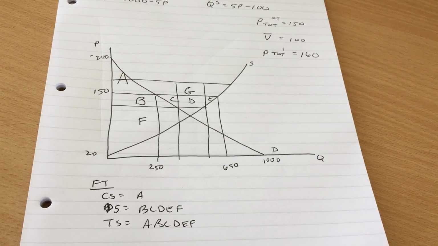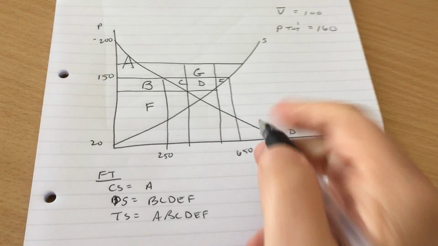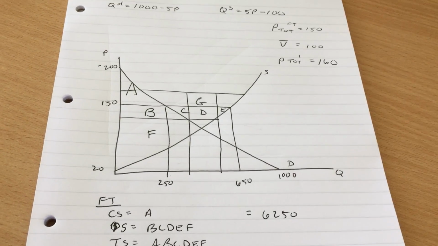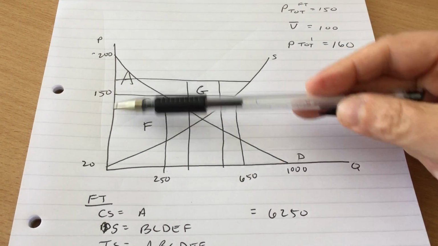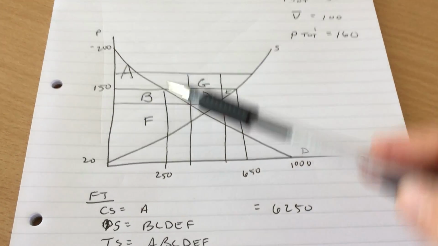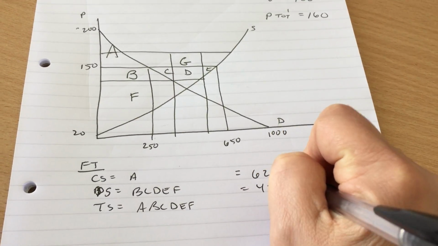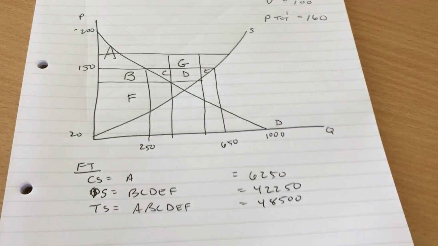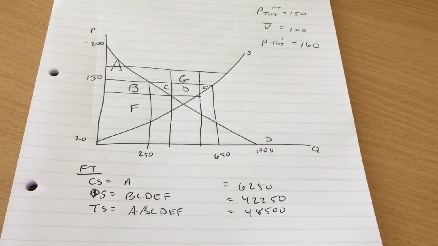So just areas of triangles and rectangles, 1/2 the base, 250, times the height of 50. That's consumer surplus, which is 6,250. Producer surplus, 1/2 of the base, which is 650, times the height, which is 150 minus 20, or 130. So 1/2 times 130 times 650 for a grand total of 42,250. Add those two together, and you get total surplus of 48,500. But what happens under the VER rather?